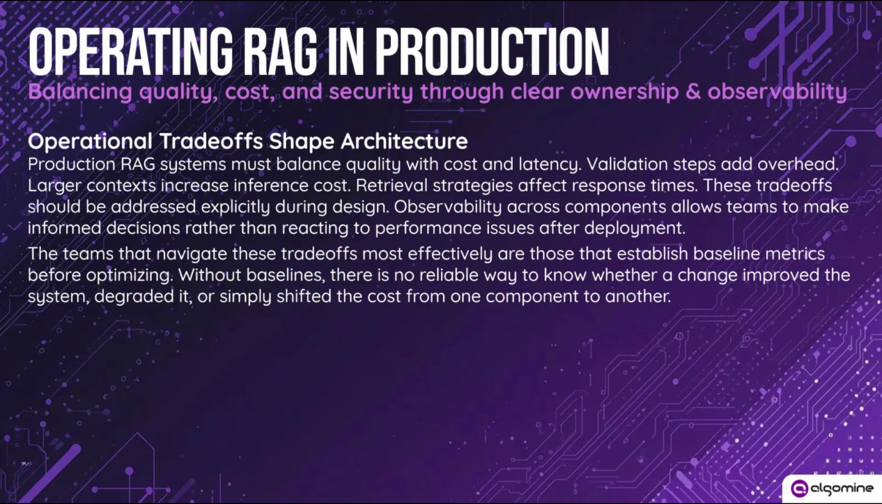Production systems must balance quality with cost and latency. Validation steps add overhead. Larger contexts increase inference cost. Retrieval strategies affect response times. These trade-offs should be addressed explicitly during design. The most effective teams establish baseline metrics before optimizing. Without baselines, there's no reliable way to know whether a change improved the system or just shifted costs.